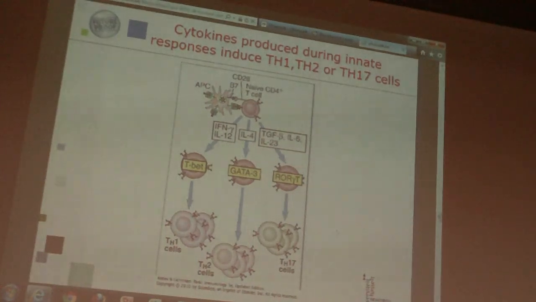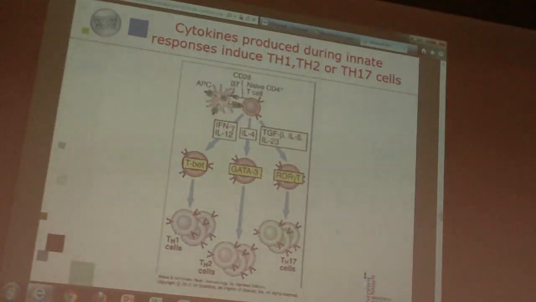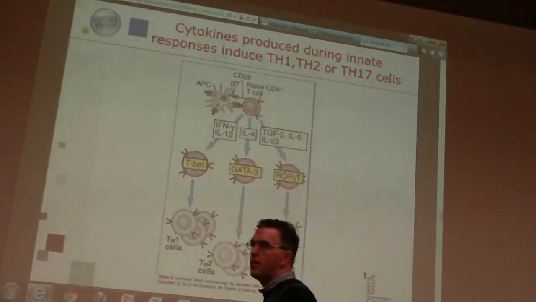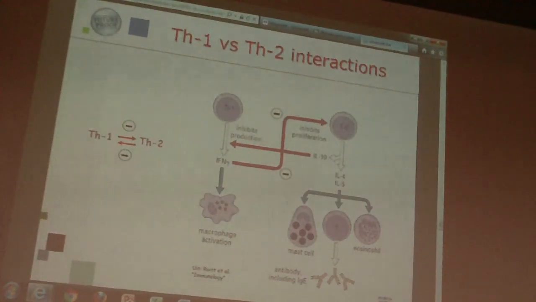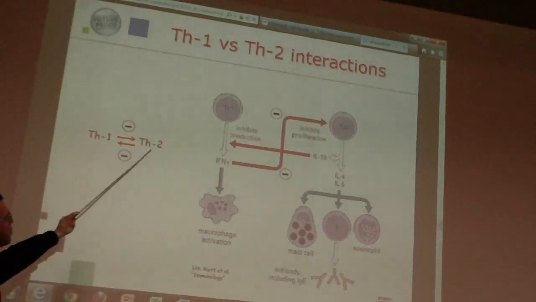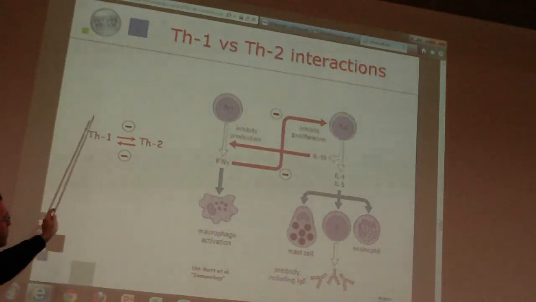And it holds true for humans, but it's not like black and white as it is in mice. Of course, mice are held in controlled conditions and they're not exposed to a lot of microorganisms, and this way you can really have a really nice system to study that. Really important is also that a Th1 cell can inhibit the Th2 cell and the other way around.